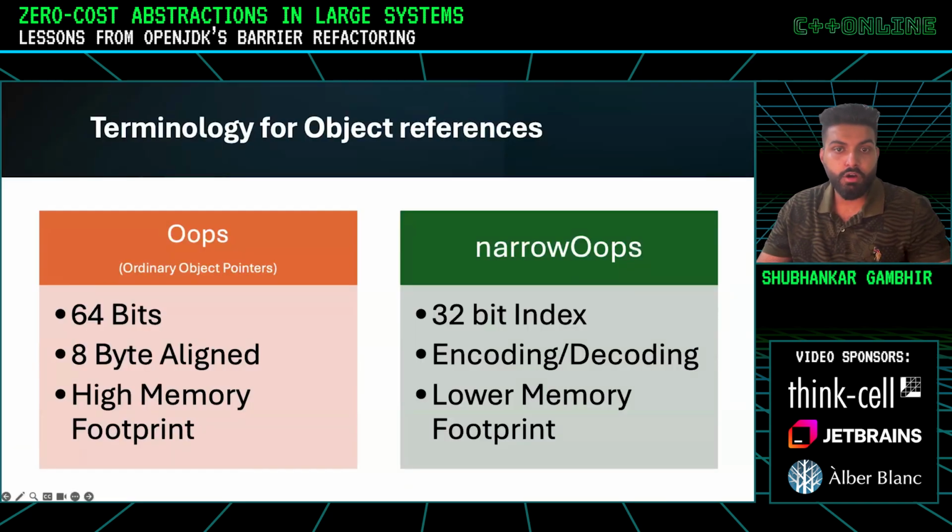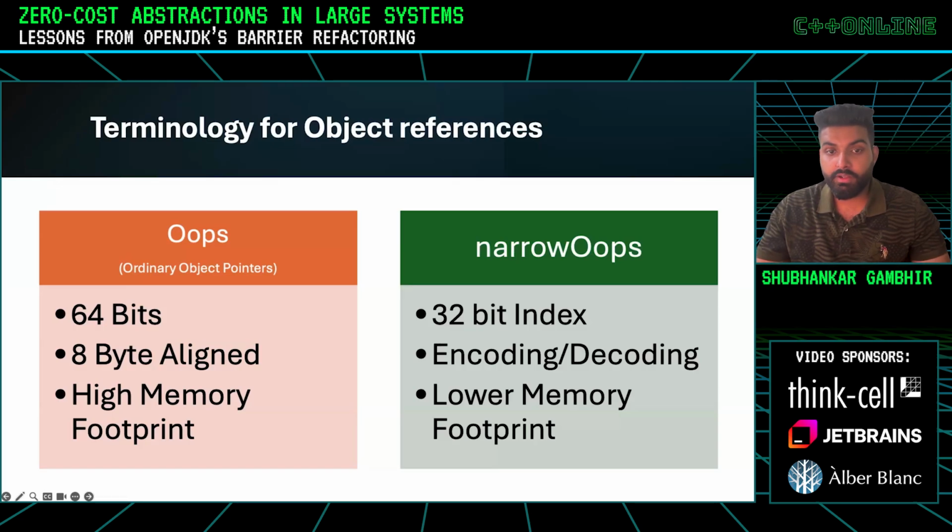But before we look into how this pipeline routes memory operations, we need to understand exactly what we are routing. What is the payload? If you are a C++ developer, you are used to raw pointers like int star, void star, my class star. In the JVM C++ code base, a pointer to a managed Java object is called an OOP, which stands for ordinary object pointer. By default, on modern hardware, an OOP is just a standard 64-bit C++ pointer.